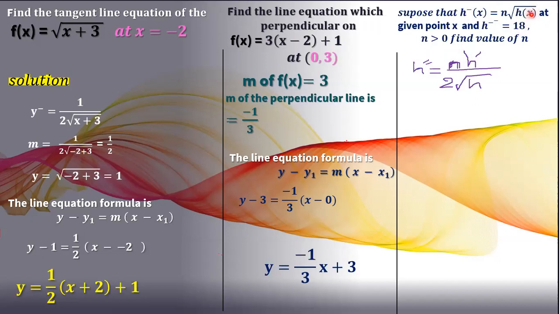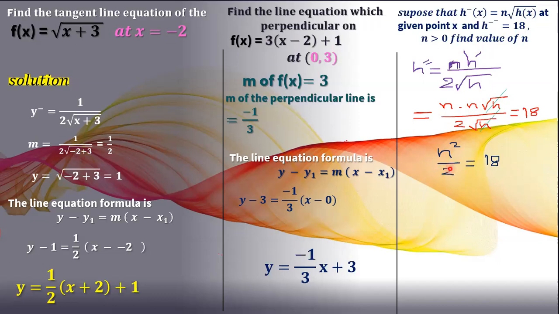Derivative of the inside of the square root over 2 times the square root. Okay. Now h prime equals n times the square root of h. So we'll substitute h prime by n times square root of h. We have square root of h in the numerator and square root of h in the denominator. We can eliminate them, and n times n, squared over 2. So we will get n squared over 2 equals 18.